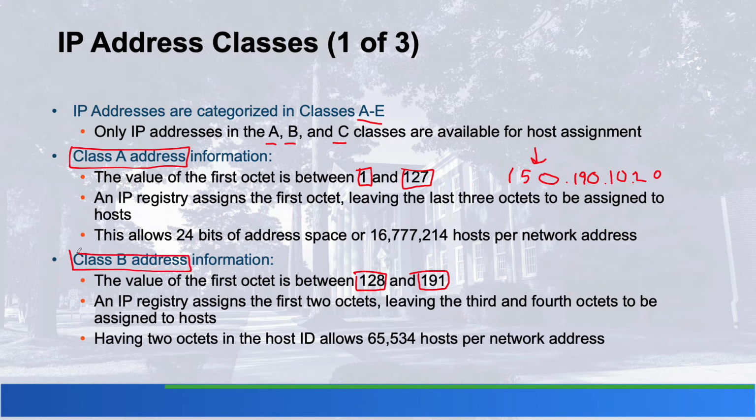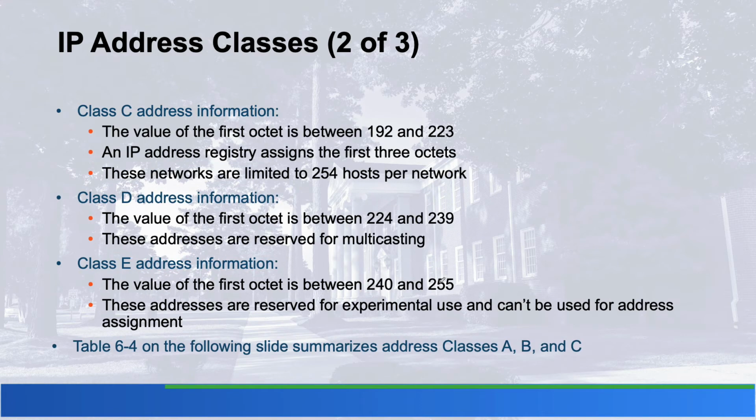You're going to need to remember these ranges: 1 to 127, 128 to 191. You need to remember those ranges, so you can identify the different classes of addresses. That's just something you have to memorize. If your IP address, the first number, the first octet, is between 192 and 223, it is considered a Class C address.